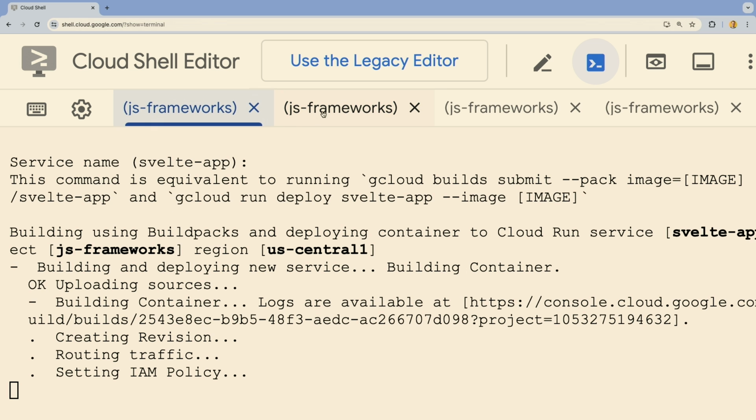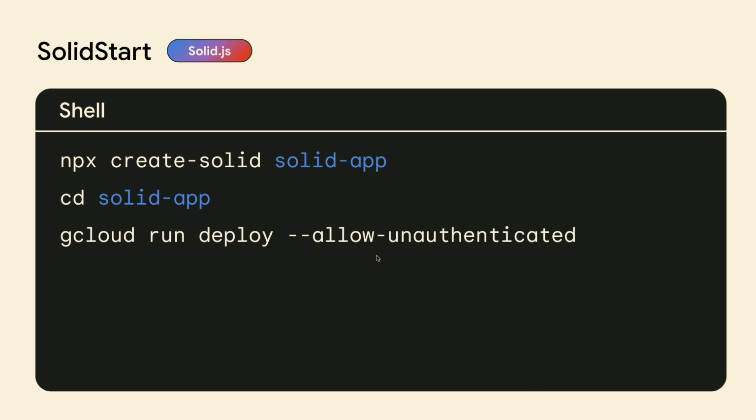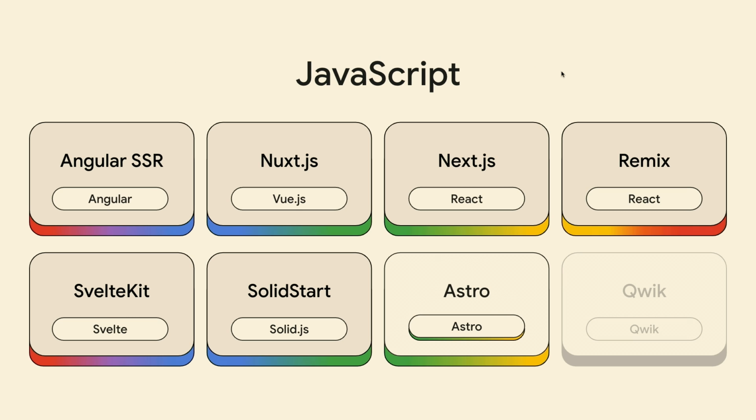Fantastic. So those 2 are on their way to Cloud Run, being built by Cloud Build. So now we're moving into Astro. At this point, you're getting the sense of how this works, right? It's getting a little bit repetitive. We've built the app, we change directory into it, we gcloud run deploy.